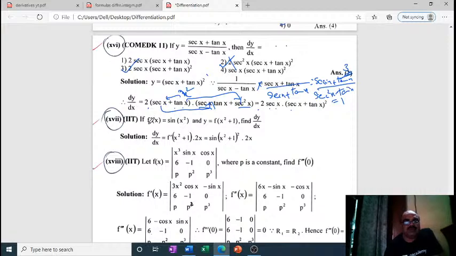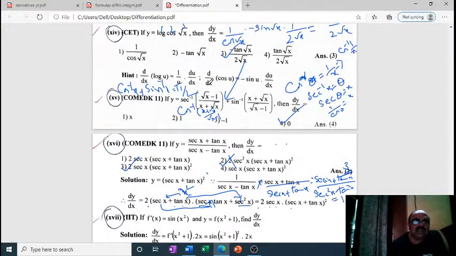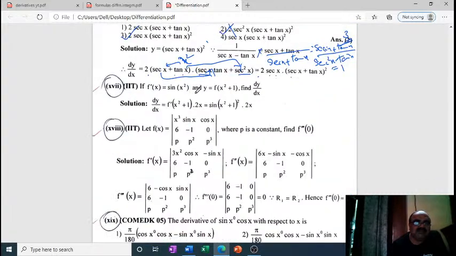I have one more. This question had come. See, all these questions I am giving you are from various CET papers and all. This was asked in one of the IIT papers. F dash of x is equal to sine x square and y equals f of x square plus 1. Find dy by dx. If y is f of x square plus 1 and f dash of x is sine x square, then what is dy by dx equal to?